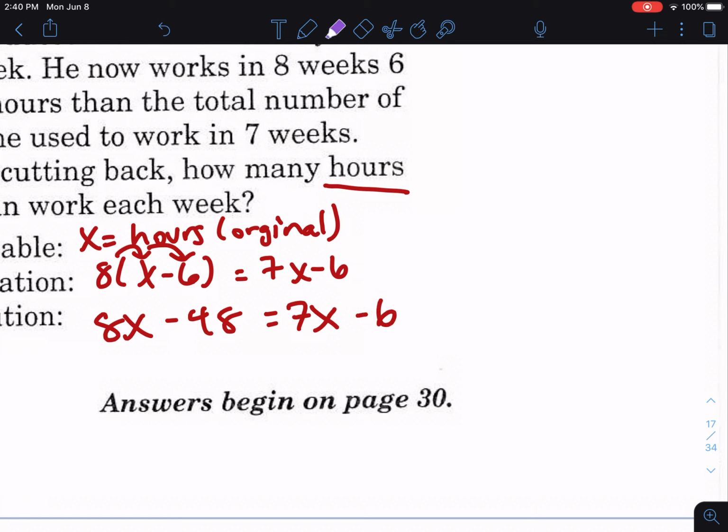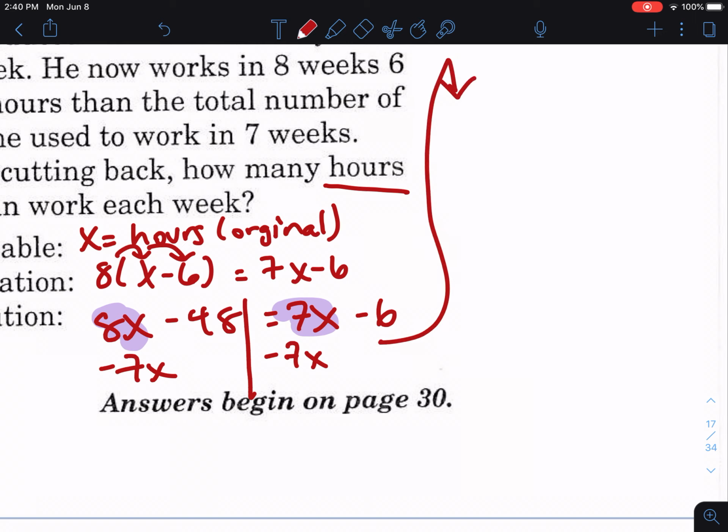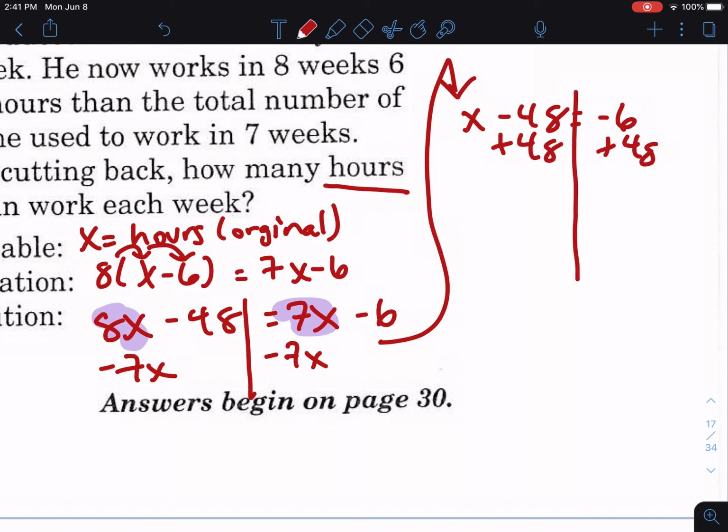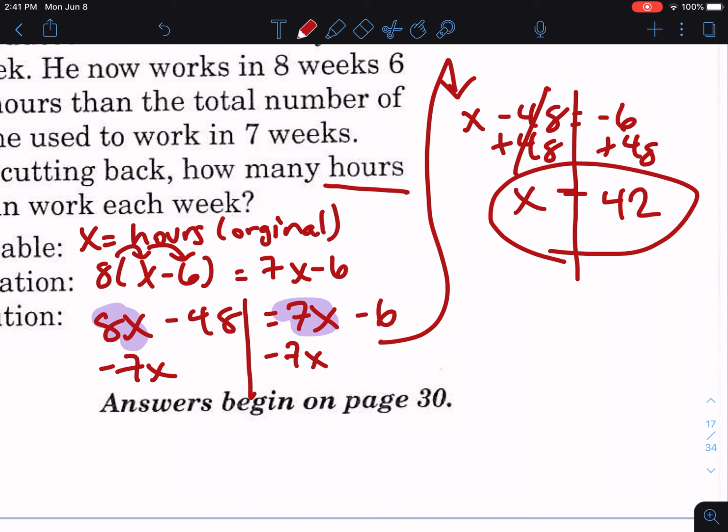So I'm going to move my purple x to the right. So 7x, to the left, 7x. Going to move my problem up here. So I will have 8x minus 7x is just x, minus 48 equals negative 6. So I'm going to add 48 to both sides. So x equals negative 6 plus 48, and that gives me 42. His original work hours were 42.